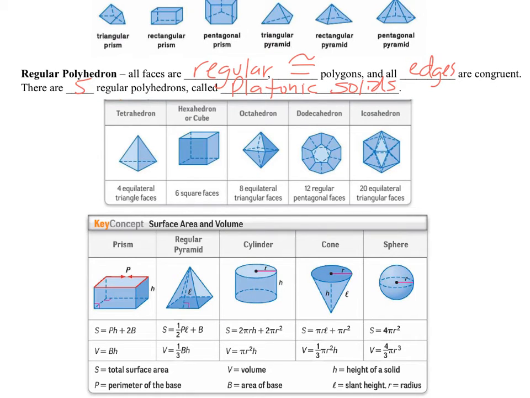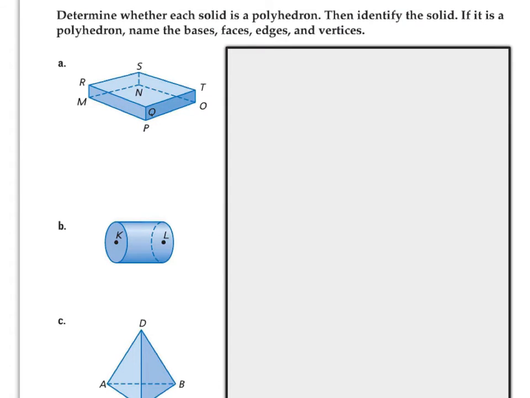Okay. We're going to look at an example. Now, this example is not in your notes, so if you could just follow along. But this is something that you'll need to be able to identify when you are looking at polyhedrons. We need to be able to determine whether each solid is a polyhedron, then identify the solid. So say yes or no if it is a polyhedron, identify what the name of it would be, and then if it is a polyhedron, name the bases, the faces, the edges, and the vertices. So let's just run through these examples really quick.